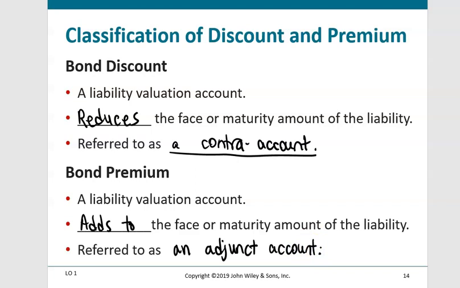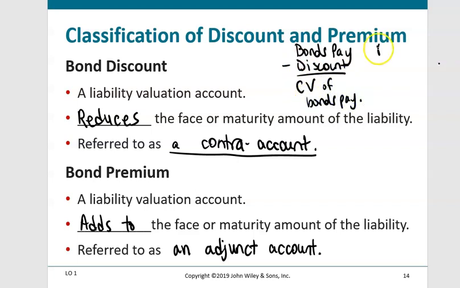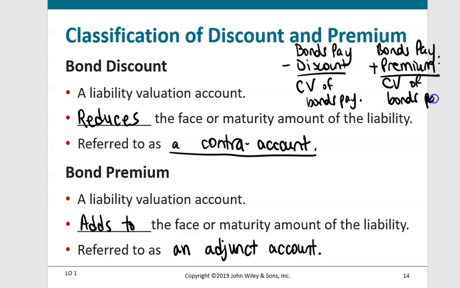One thing we also might want to note is that the bonds payable minus a discount gives us our carrying value of the bonds payable, and bonds payable plus a premium gives us the carrying value of the bonds payable, also known as the net carrying value. This concludes the video on amortizing the discount or premium using the effective interest rate method.